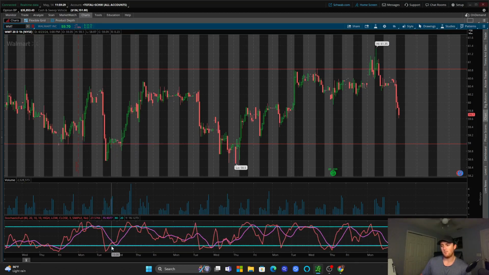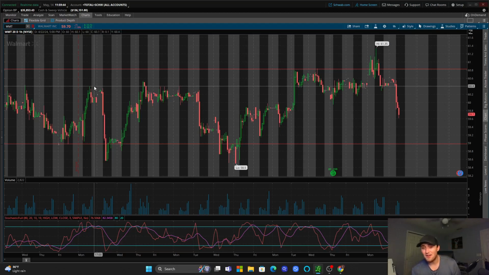We got a cross, but we shouldn't have taken this trade because technically it was above the blue line. This one, however, price hit the support zone pre-market, and we got our cross, and it went from $59 all the way up to $60.40.